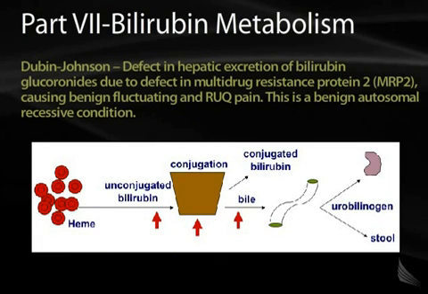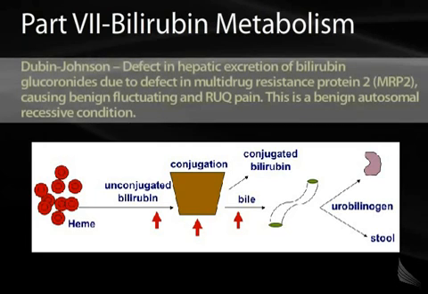Another type of defect associated with bilirubin metabolism is Dubin-Johnson syndrome. This is a defect in hepatic excretion of bilirubin glucuronides due to defects in multidrug resistance protein 2, or MRP2, causing benign fluctuating jaundice and right upper quadrant pain. This is a benign autosomal recessive condition. So here we see steps all along the way from unconjugated with Crigler-Najjar to conjugation defects with Gilbert's to more conjugated after hepatic metabolism with Dubin-Johnson syndrome.